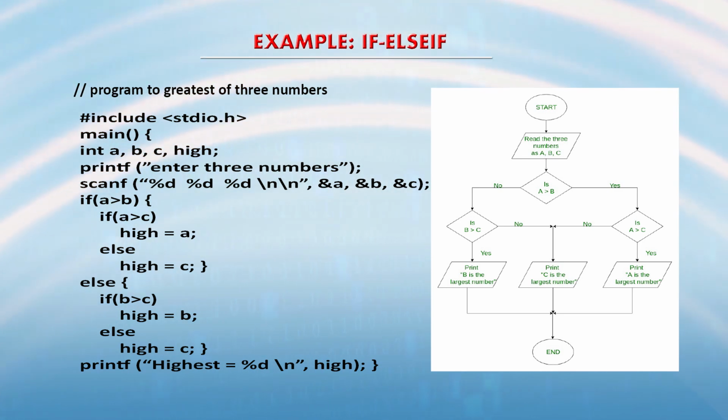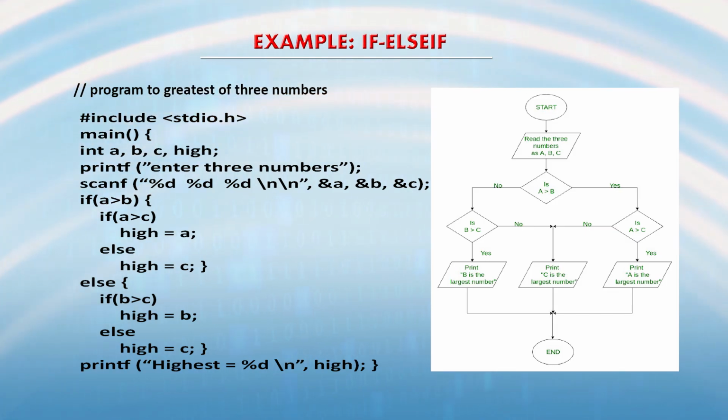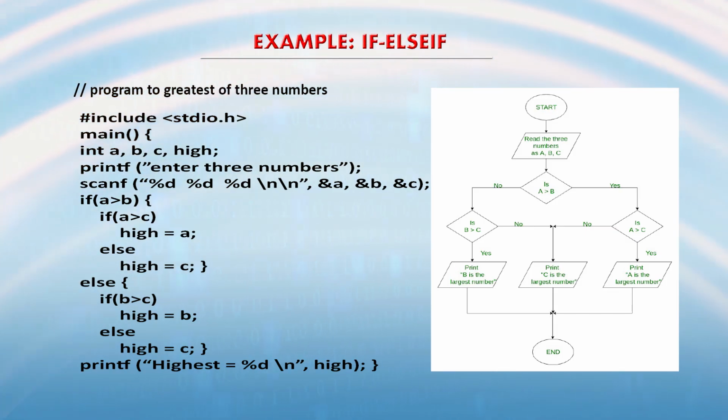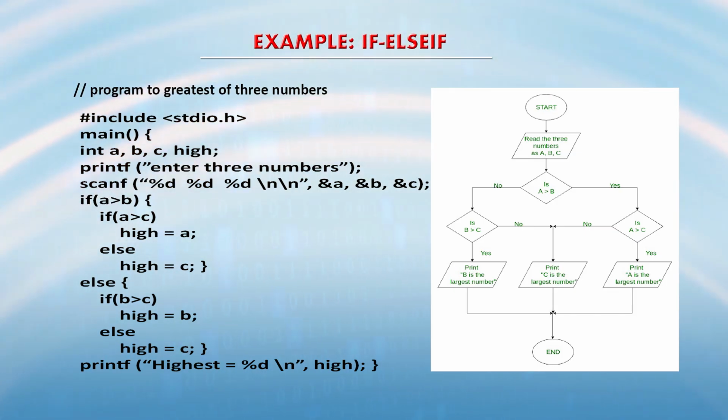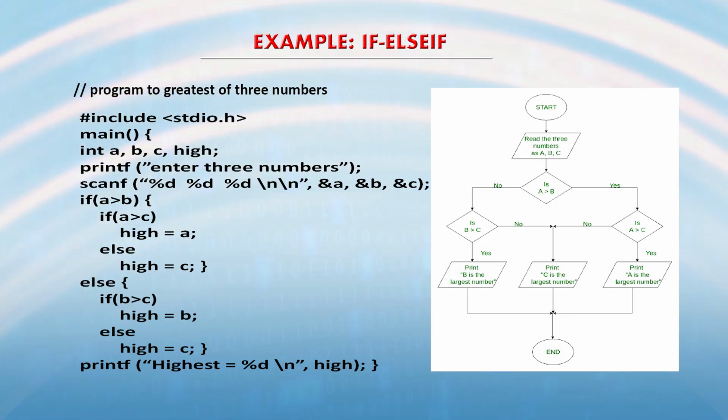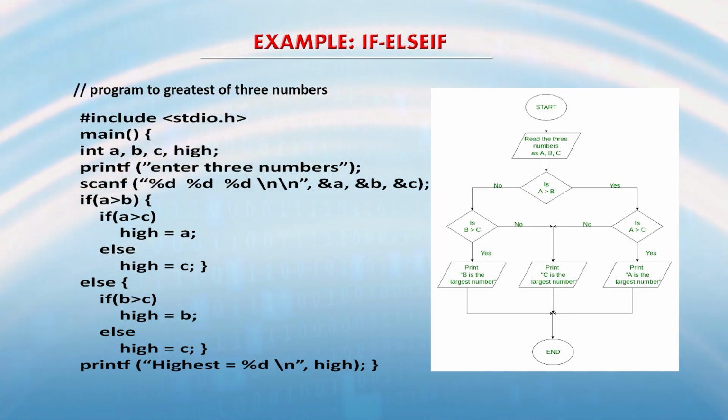So, this logic can be written in the form of a program. You take three variables A, B, C, and one more variable, high, to identify which variable is holding the highest value. The values of the three variables are entered by the user, and they are stored in the variables A, B and C.